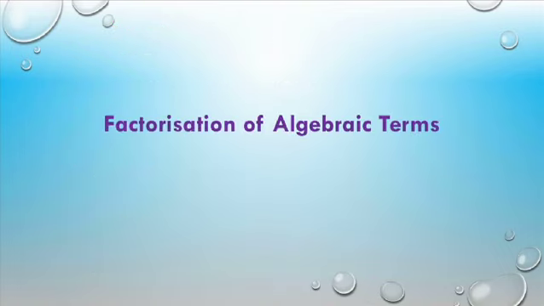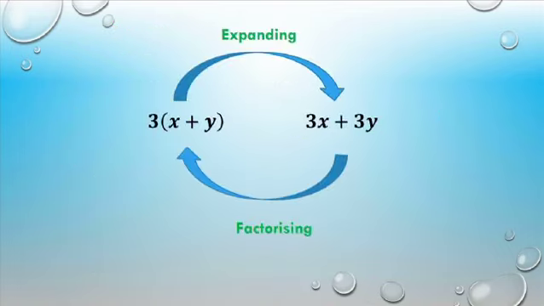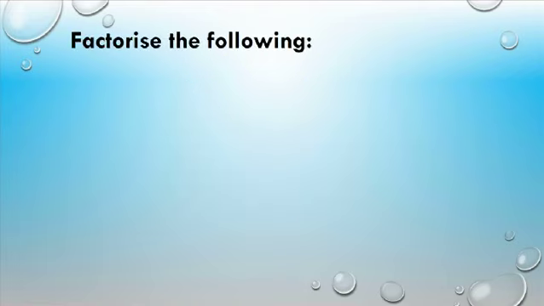We now move on to factorization of algebraic terms. So in grade 7, if you remember, we have learned how to expand. So we were doing 3 into x plus y. We were expanding and writing it as 3x plus 3y. So now we are going to do the reverse, that is, we are going to factorize. So let us consider some examples.